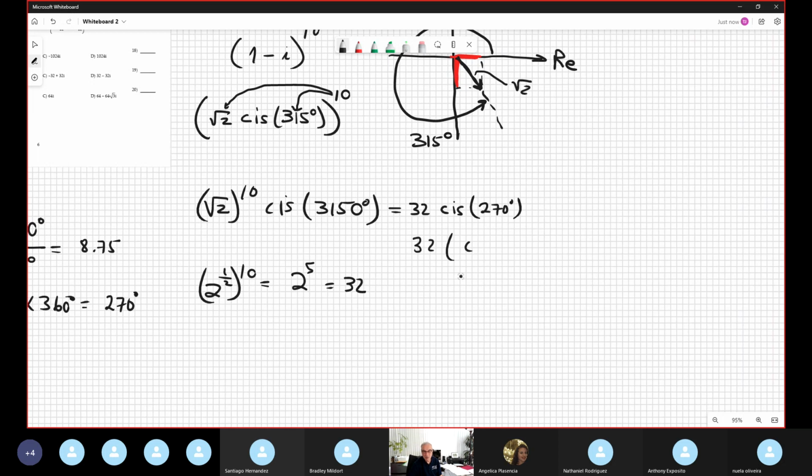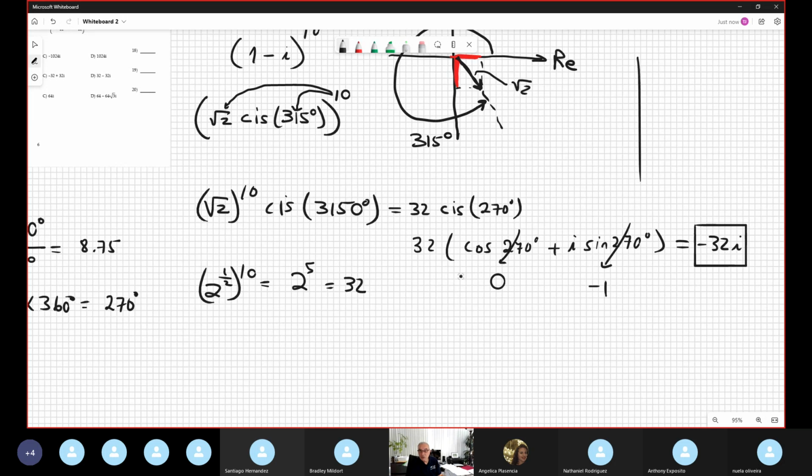32 cosine 270 degrees plus i sine 270 degrees. I need to know by memory that cosine 270 degrees is 0 and sine is negative 1. Actually, my complex number answer is negative 32i. And it makes sense because 270 degrees lies on the negative part of the imaginary axis. So this is a purely imaginary number, but negative 32.